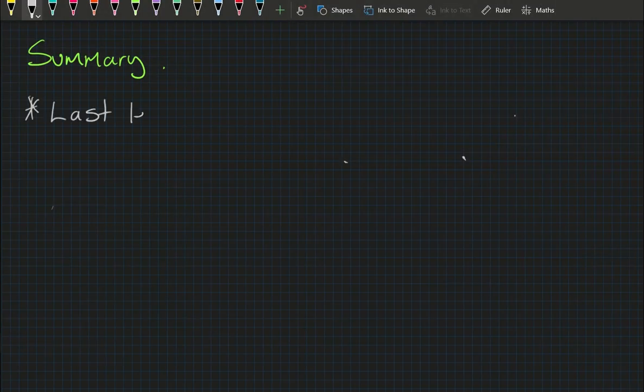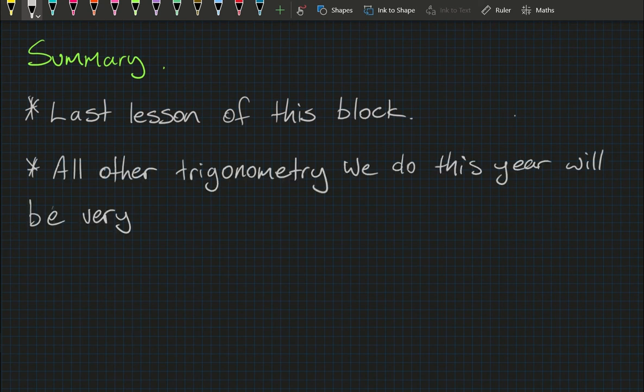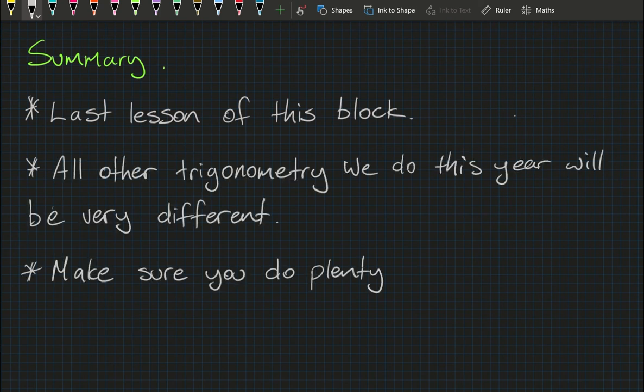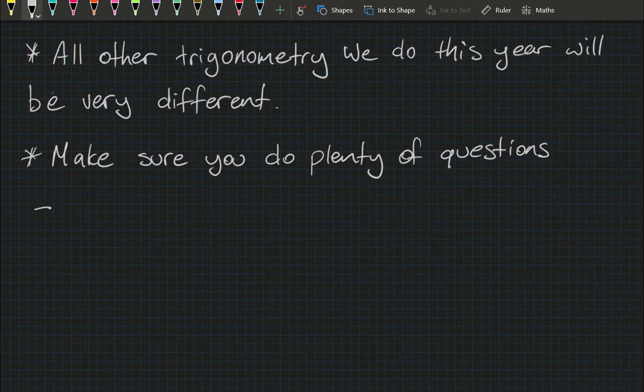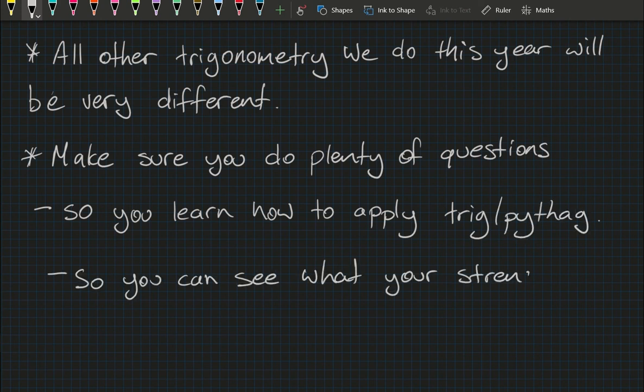All right, this is the last lesson for our block, and all other trigonometry we're going to do this year will be very different. So make sure you do plenty of questions in this exercise, so that way you're going to learn how to apply trig and Pythag to 3D as well as the 2D we've already learned. But also you're going to see your strengths and weaknesses with trig, and it's a good time to catch that.